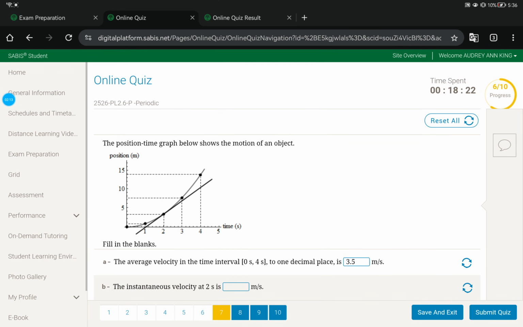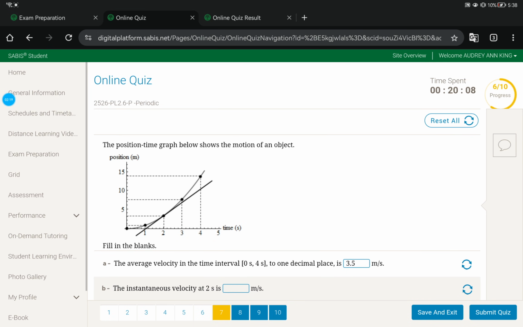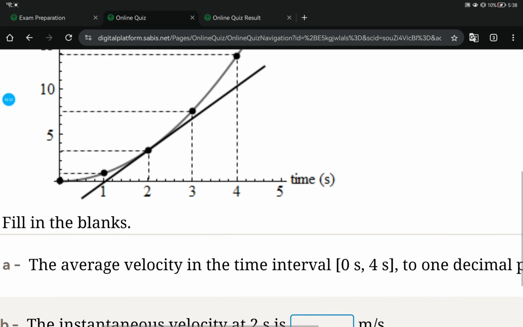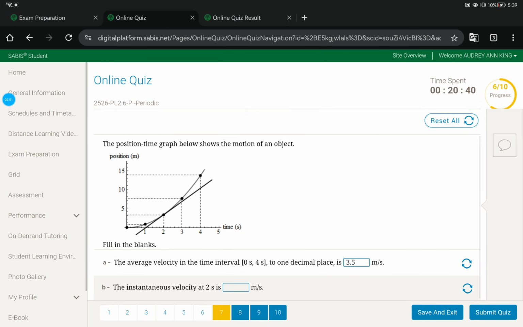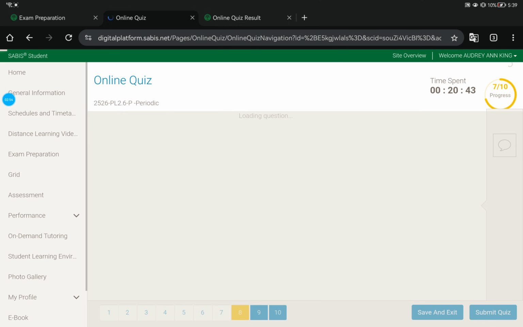So for part B, the instantaneous velocity at 2 is. Basically for instantaneous velocity, you can take any points on the tangent line, meaning this straight line. Take any 2 points. You can take points, for example, 1 and 0 and 2 and 3. So over here. You can do basically 3 minus 0 over 2 minus 1, and you'll get 3, which is your answer.